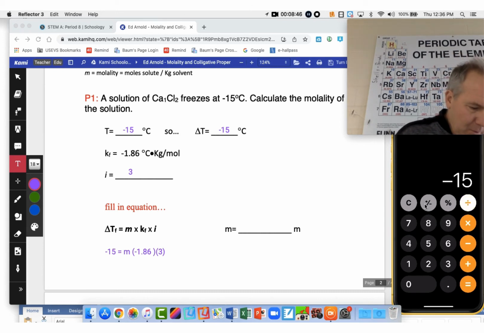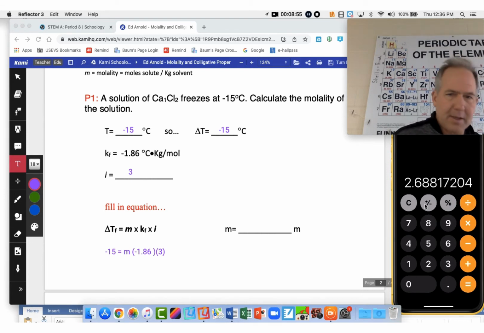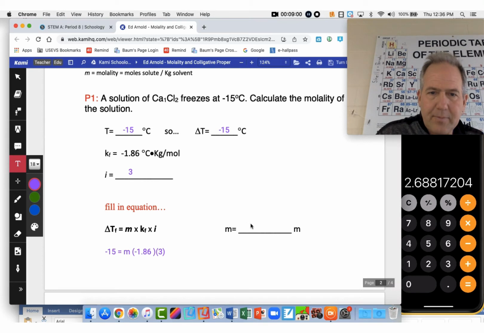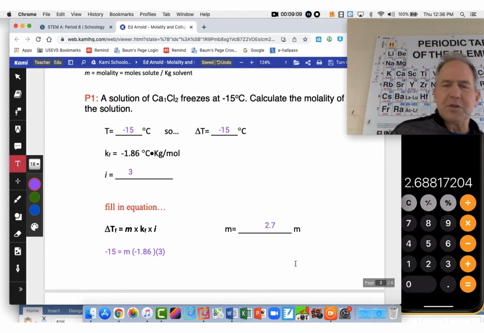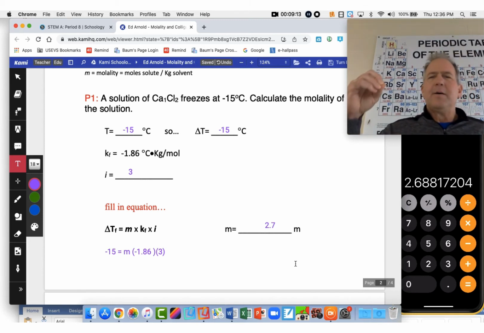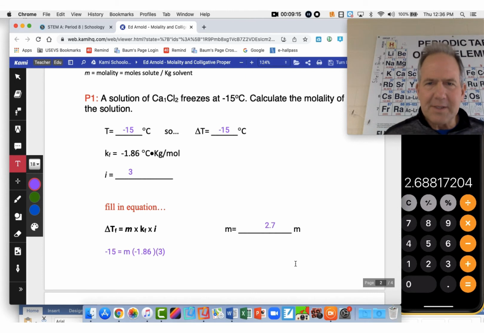Divided by 1.86, and that's also a negative, so push that button again. And then divided by 3 equals, and I got 2.7. All right, and we'll put that number right here, and that'll be our answer. 2.7 little m. So that's the concentration of the solution. So we can tell how much stuff is dissolved in that by the temperature at which it freezes, which is super duper cool.